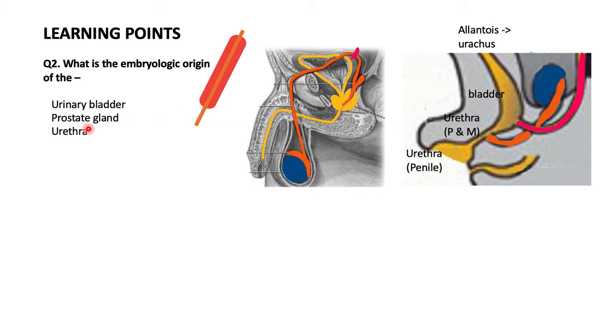How about the prostate gland? This one is the prostate gland, which develops by a bud coming from the urethra. We're going to call that the urethral bud. How about the urethra? The urethra here comes from the urogenital sinus. What about the ureter? Recall that the ureter comes from a bud coming from the distal end of the mesonephric duct. This is called the ureteric bud.